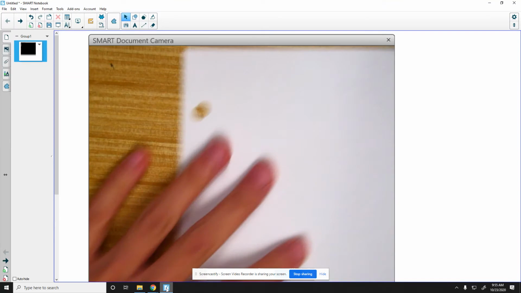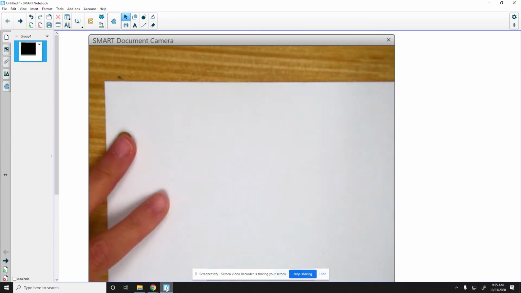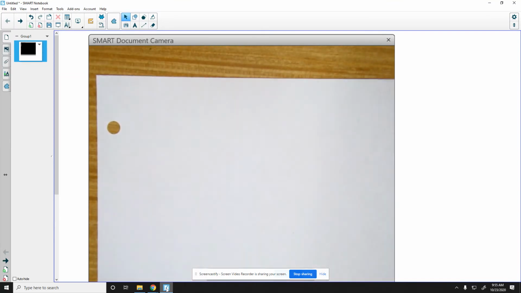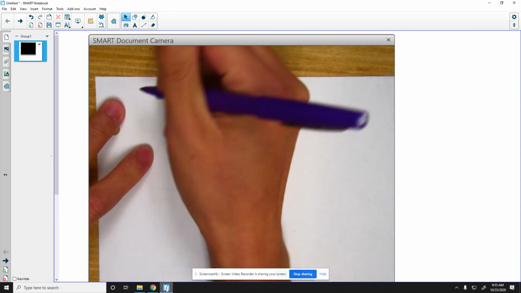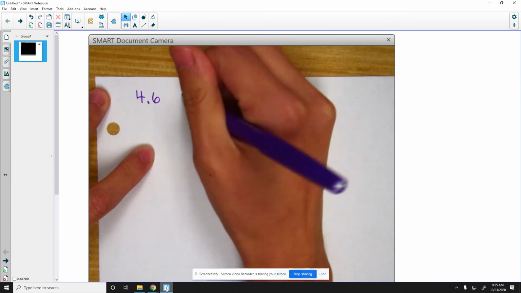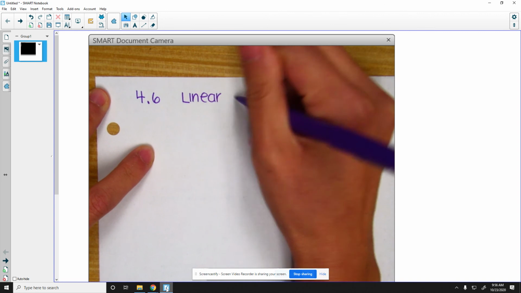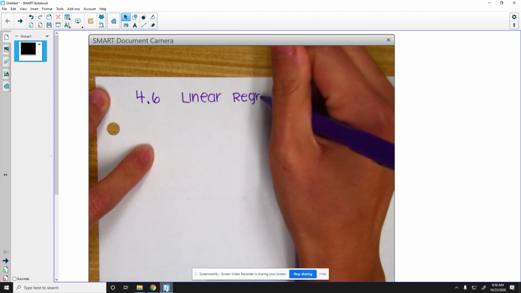Great. All of you have a line sheet of paper. So go get your line sheet of paper. Let's title it 4.6 Linear Regressions.